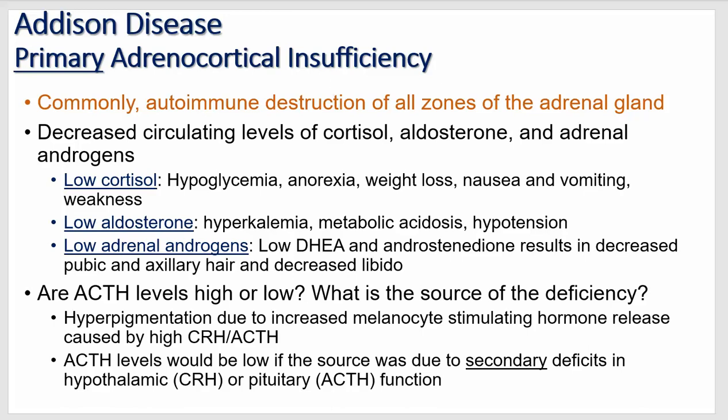Okay, so we've already gone through all of the things and tied them to low cortisol, low aldosterone, low androgens. But here we have hyperpigmentation. Where does that come from? That actually comes from increased production of melanocyte stimulating hormone, because your ACTH levels are high. See, I told you it's important to understand how that feedback can work. The ACTH levels would be low if the problem was due to secondary deficits. So if the hypothalamus or the pituitary weren't functioning, weren't releasing these things right, then everything would be low.